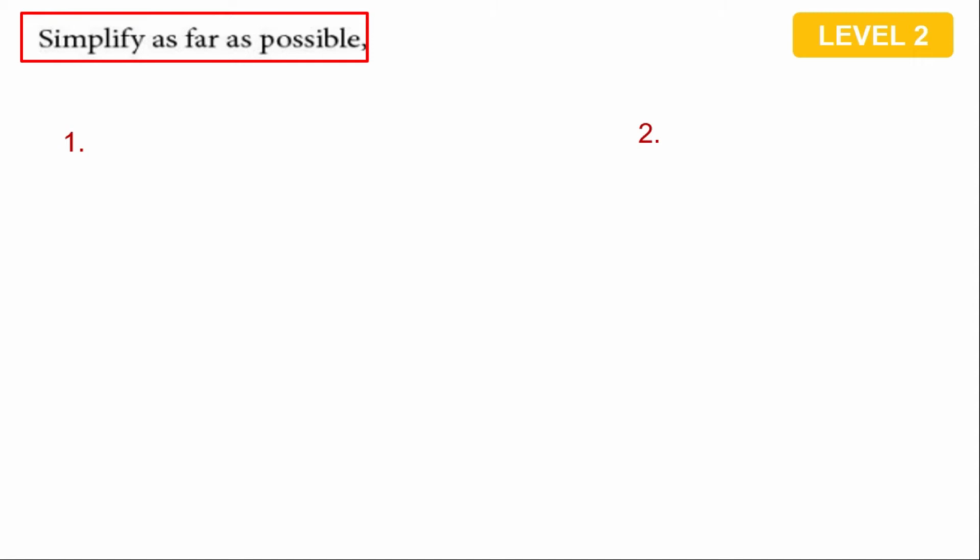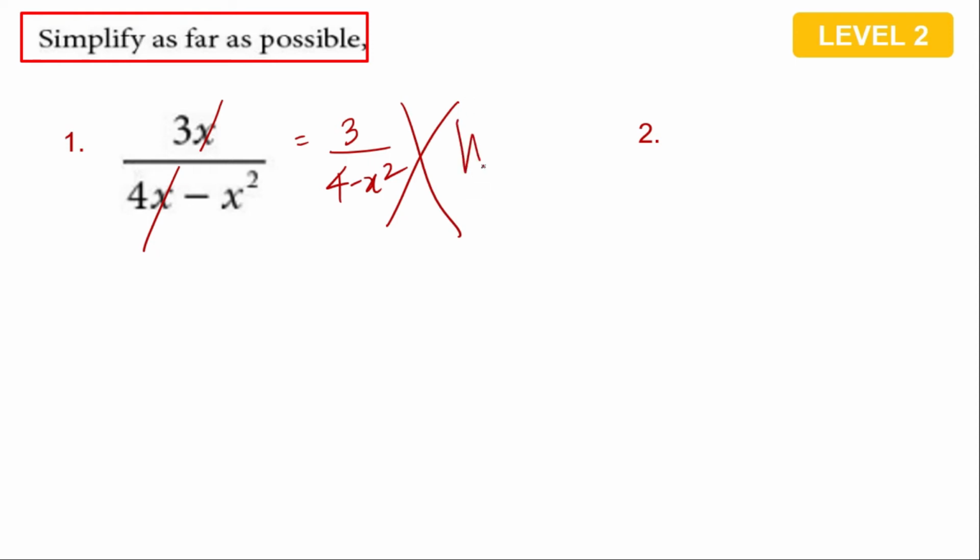First question. You have a quadratic expression in the denominator. Now one of the common errors that I have seen is that students have a tendency to cancel x from here and an x from here, and they just write 3/4 minus x squared, which is wrong. Avoid this mistake and look at the right way of doing this question.